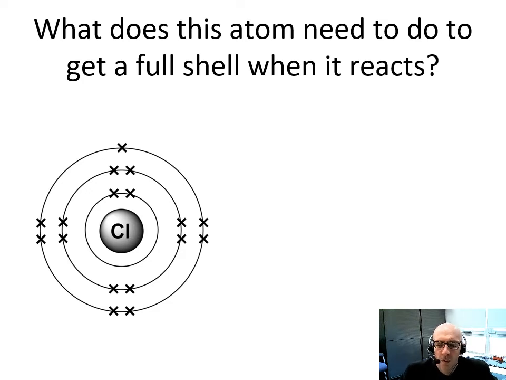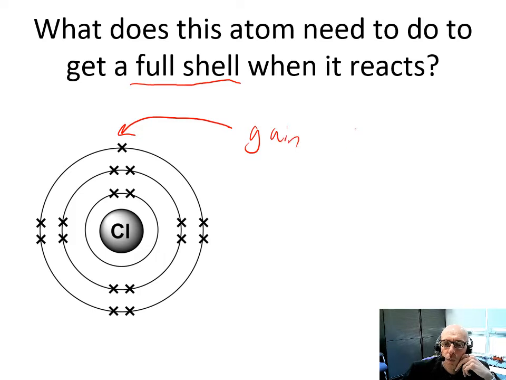Okay, here's a different one. So this one now is chlorine. How is this going to get a full shell? So have a think. And your thinking time is now up. You've counted them round. If you think the answer is it needs to gain 1 electron, then you are correct. It needs to gain 1. It needs to fill the one up here. It can't lose 7.